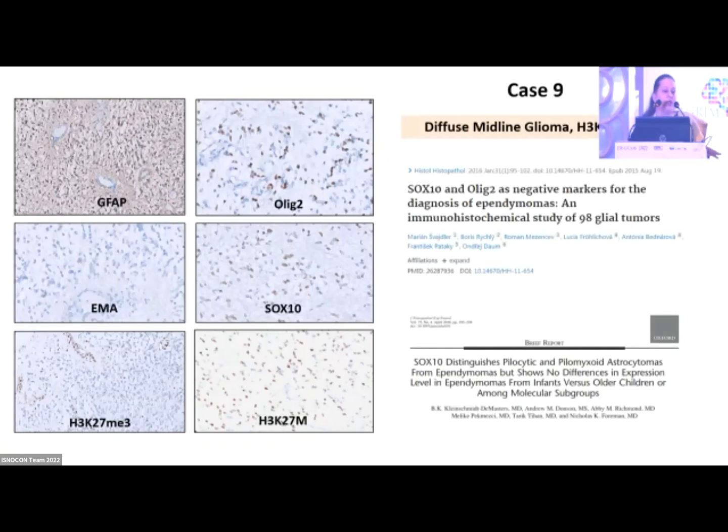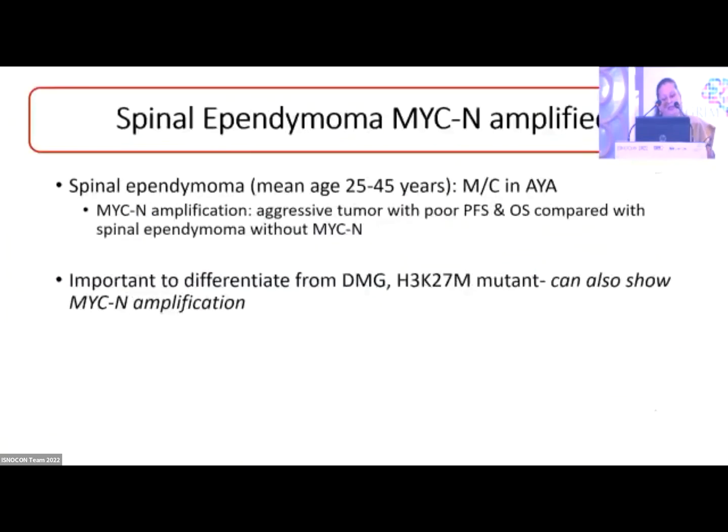So this was just to highlight that SOX10 and OLIG2 are good negative markers for ependyma, and they can help you pick out not just the diffuse midline glioma in spinal locations, but also in the posterior fossa, and to differentiate it from pilocytic. Now, also we have to remember that in a spinal ependyma, if we do a MYCN, unless we have ruled out diffuse midline glioma, the MYCN amplification, we should not call it a spinal ependyma MYCN amplified, because that can occur in diffuse midline gliomas also.